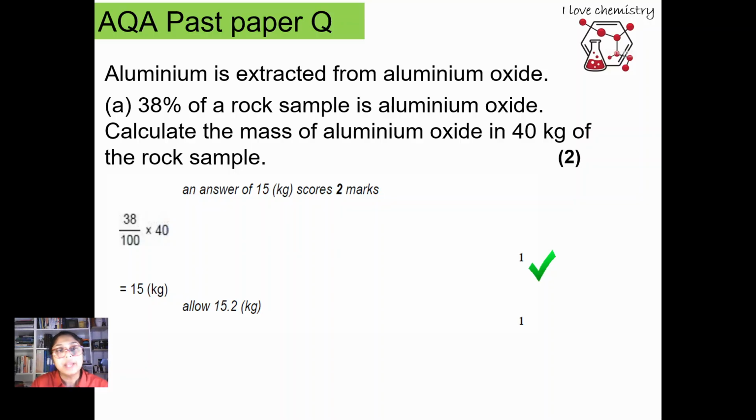Now here, they have not mentioned give your answer in 2 or 3 significant figures. So you have got a choice to round up your answer or keep the original answer that you got. This is why you need to read the question very carefully to see what they have really asked in the question to get the full marks.